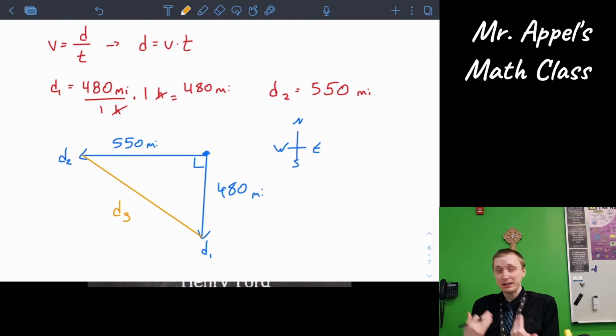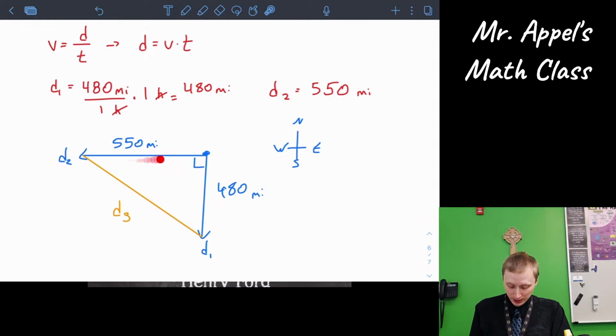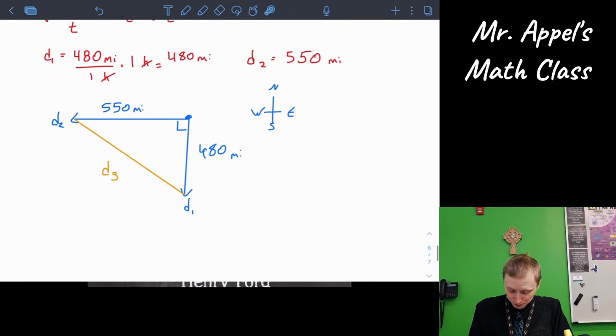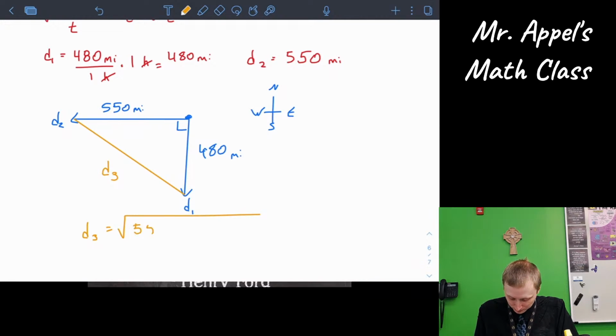And once I've drawn that in, I can clearly see, oh, it's a right triangle. And I know the lengths of the two legs. I just need to get the hypotenuse, which means we're going to use Pythagorean theorem. Right? So that distance 3 will be the square root of 550 squared plus 480 squared. That is ginormous numbers right there.